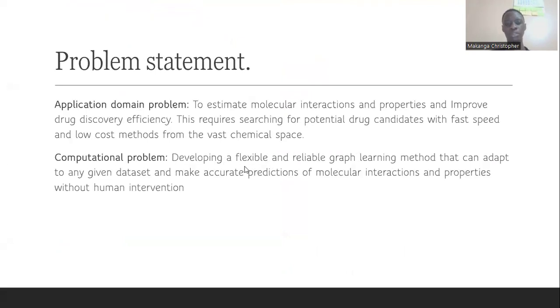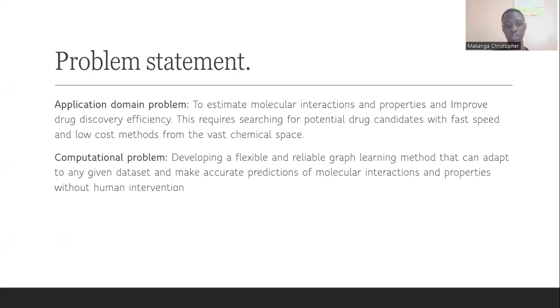Now, when we look at this paper, the authors were trying to tackle a problem which is estimating molecular interactions and properties, and also trying to improve drug discovery efficiency. They were doing this by searching for potential drug candidates from a vast majority of chemicals by using low cost and high speed methods of discovery. So that's the problem.